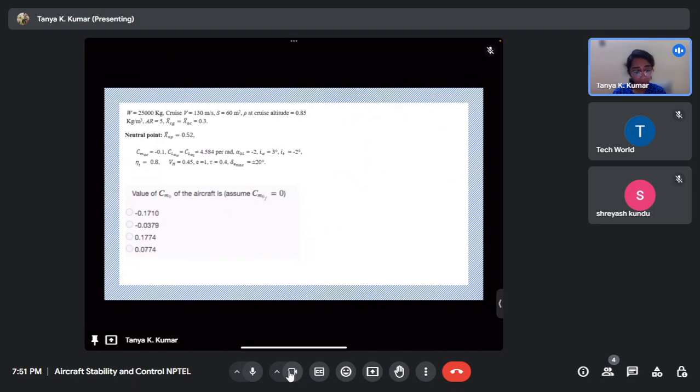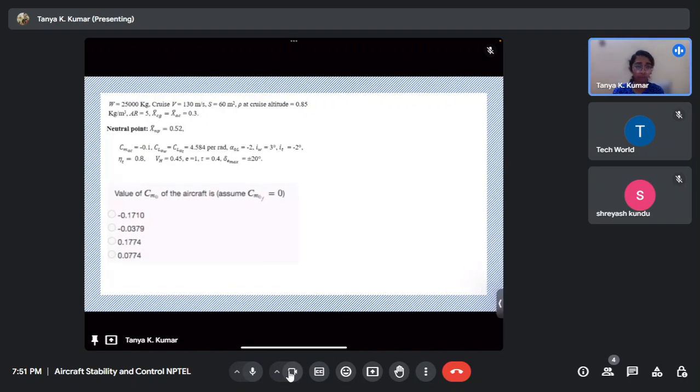The value of Cm naught of the aircraft is. Assume Cm naught of the fuselage is 0, contribution of fuselage is 0. Just assume that. That's not required here. So you need to find out Cm naught of the wing, Cm naught of the tail. So Cm naught is Cm naught of the wing plus Cm naught of the tail. So find out those two quantities individually, add them.